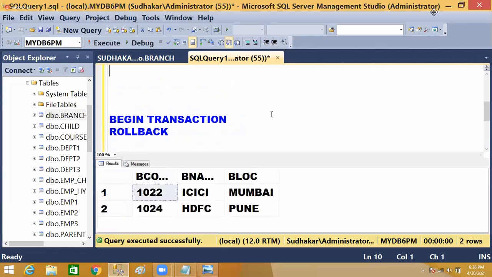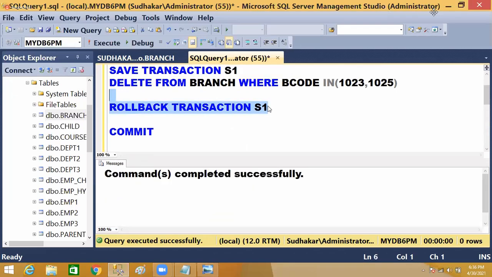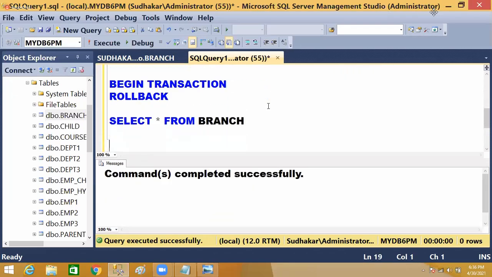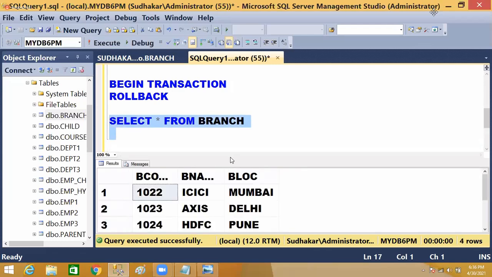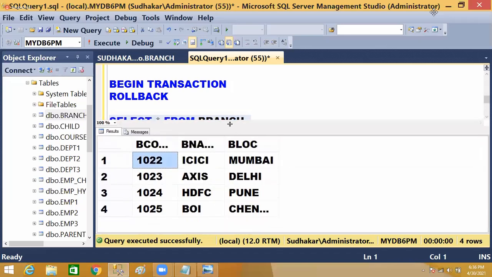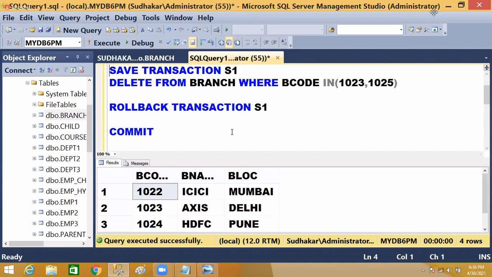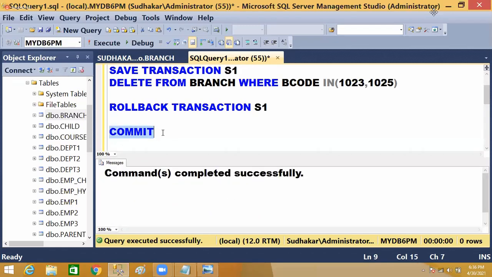Okay, now I just do my rollback transaction S1. Now come out and see. So 2, 3 and 2, 5 came, right? And the remaining 1 record is there in the instance memory. And let you see, I'm going to do commit now. I'm doing commit. Okay, fine.